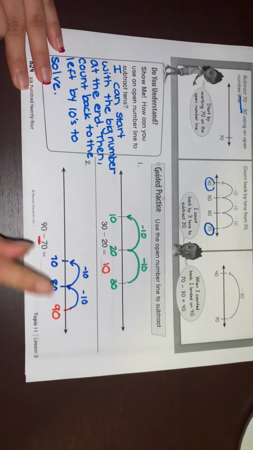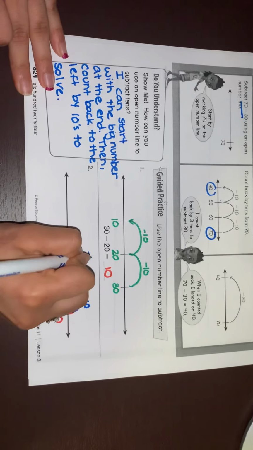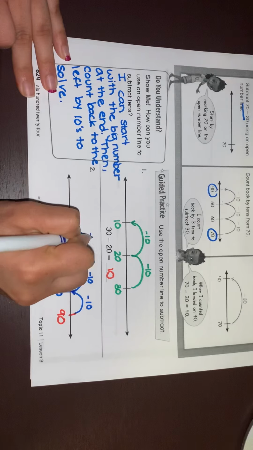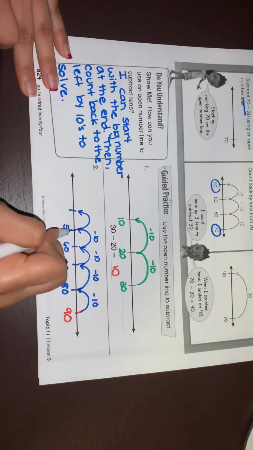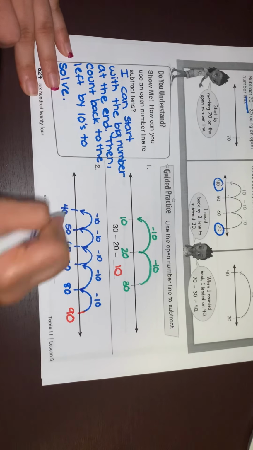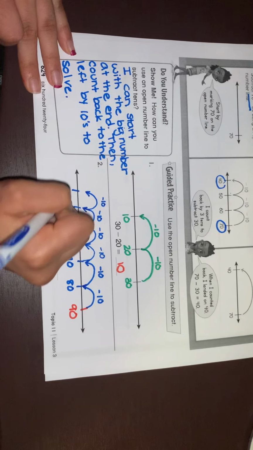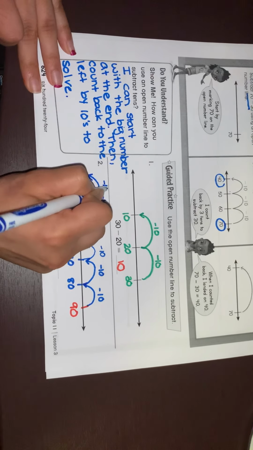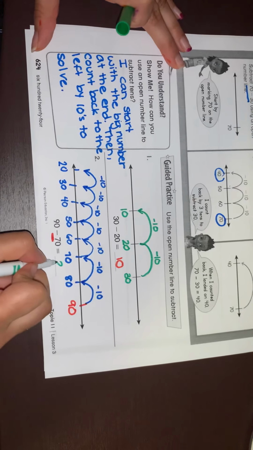Second jump, 80 minus 10 is 70. My third jump, I have 70 minus 10 is equal to 60. My fourth jump, 60 minus 10, 50. Fifth jump, 50 minus 10 is equal to 40. Sixth jump, 40 minus 10 is equal to 30. And our last jump, the seventh one, we have 30 minus 10 is equal to 20. So 90 minus 70 is equal to 20.